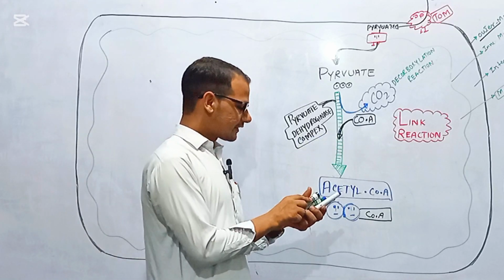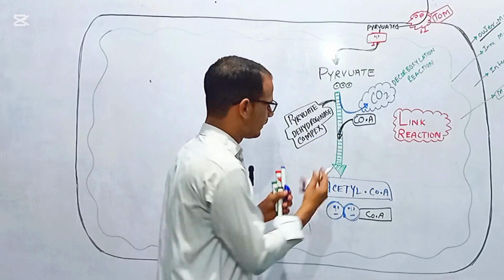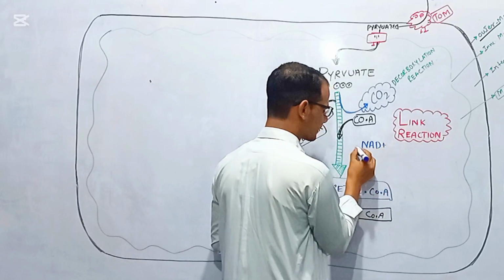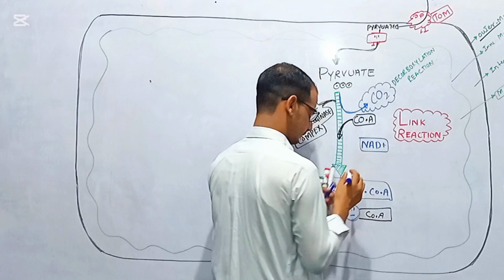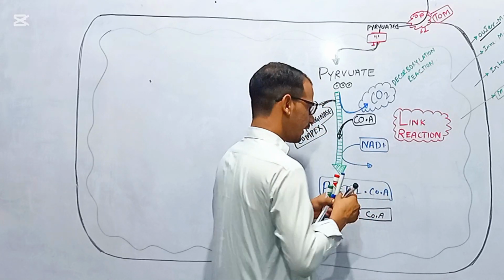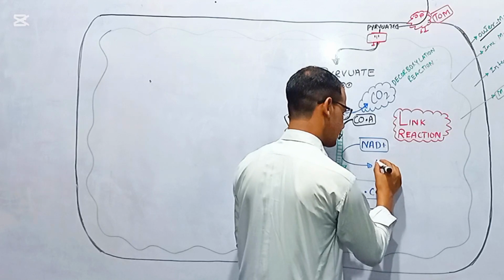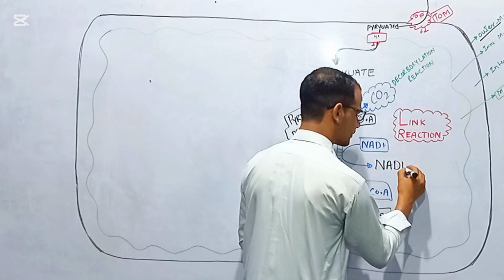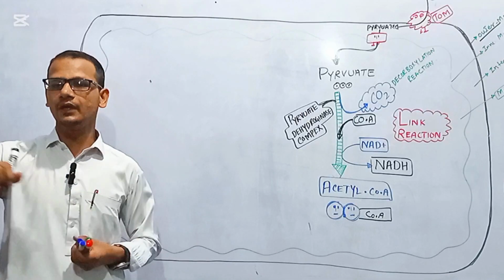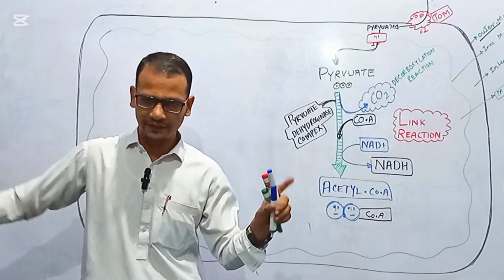Now the third change is the NAD plus will convert into NADH. This is the stored form of energy. NADH, this is a reduction reaction, or this is the dehydrogenation reaction, right?